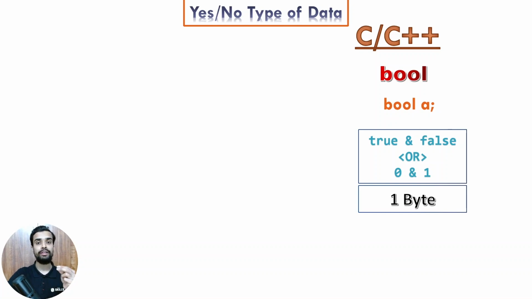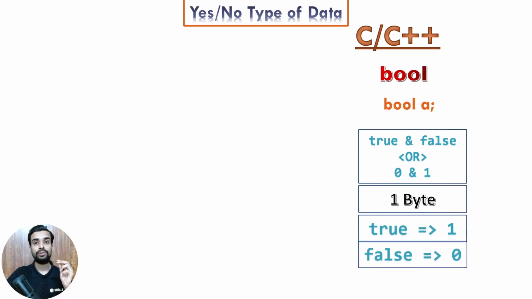And how about the format, sir? Because we know true and false cannot be stored as it is in the memory. In case of Boolean, since we have got only two options here, true would be stored as 1 and false would be simply stored as 0. And how about the remaining bits, sir? It would simply be padded with zeros.